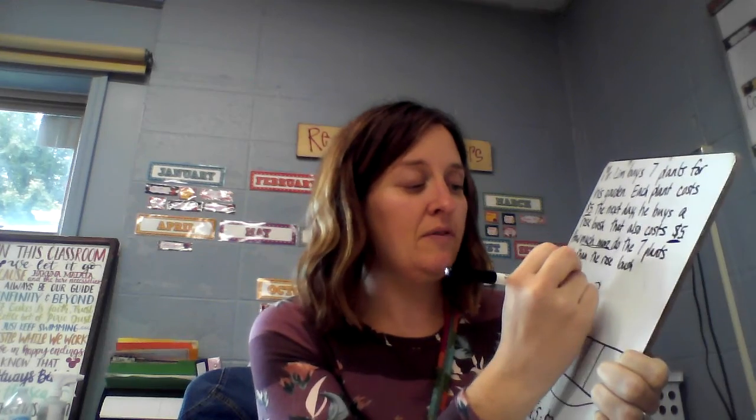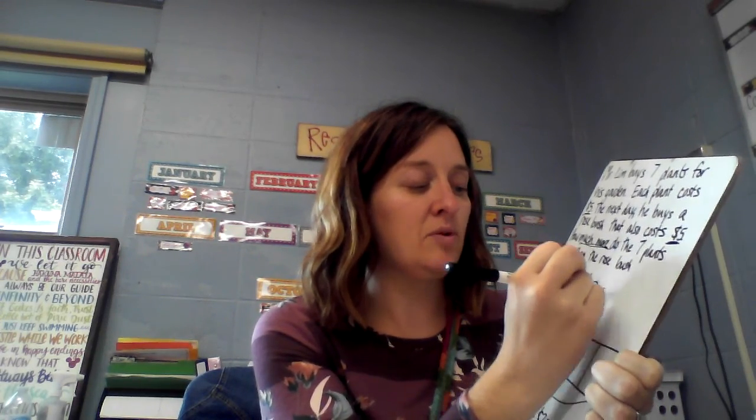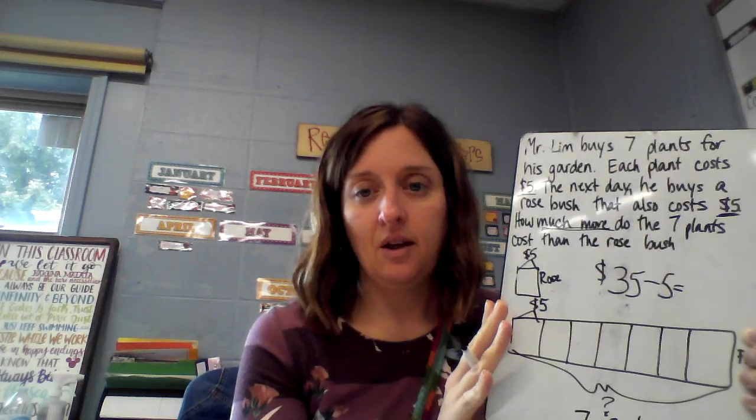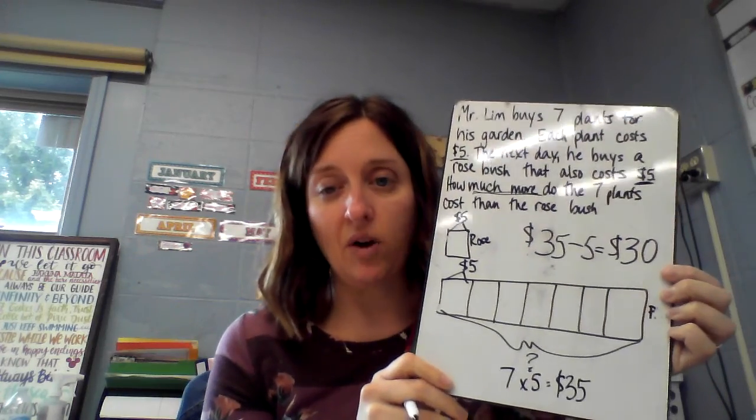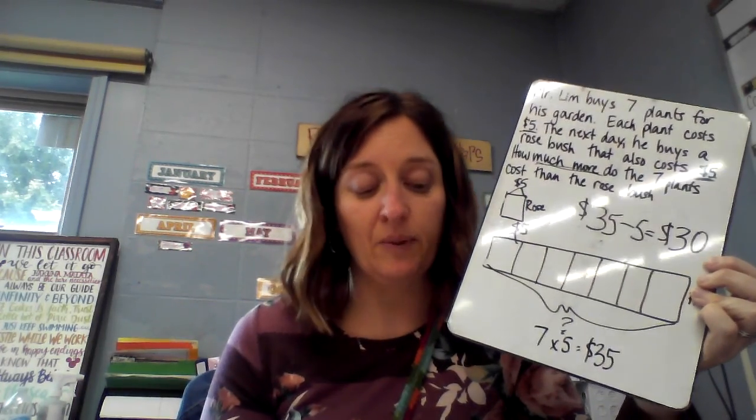So I take my $35 from the plants and I subtract the rose bush. 35 minus 5, I know is going to be $30. And I can solve this by drawing this picture because it helped me see it just a little bit more clearly.